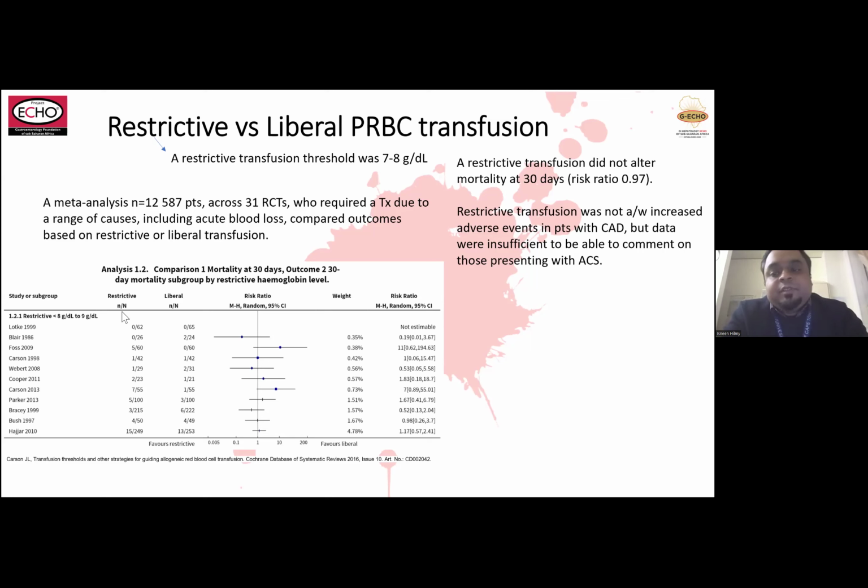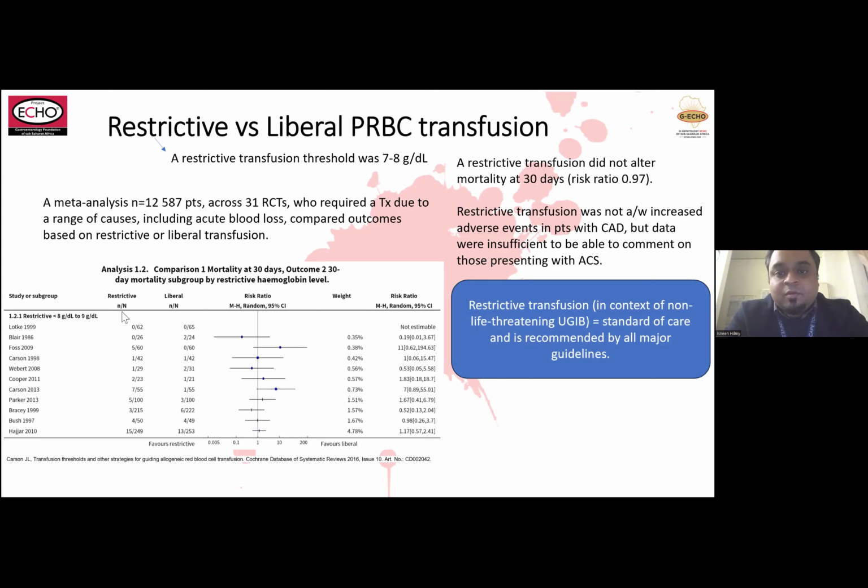So for stable patients, they say that without history of acute or chronic cardiovascular disease, your threshold for transfusion should be less than 7 grams, and you should target your blood hemoglobin to 7 to 9. And if you have acute or chronic cardiovascular disease, then your threshold would be 8 and your target would be 10.